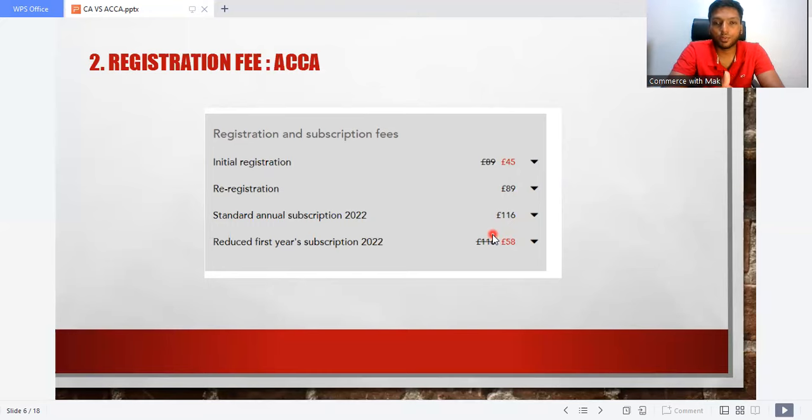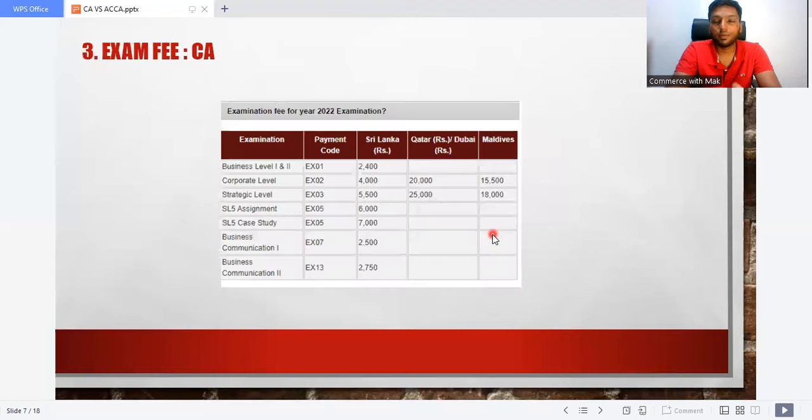So it's a bit costly when you compare the registration fee of CA and ACCA, but you need to choose. We are not going to decide only with the fees. We have a lot more to decide. We'll see one by one.